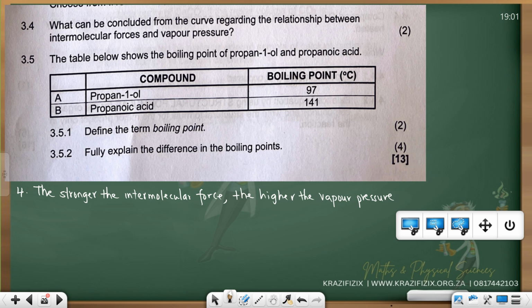Okay, wait. The stronger the intermolecular force, the higher the boiling point, and then the lower the vapor pressure. That's correct.